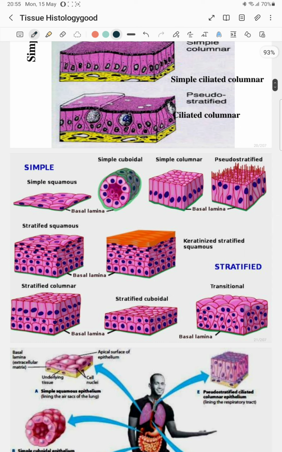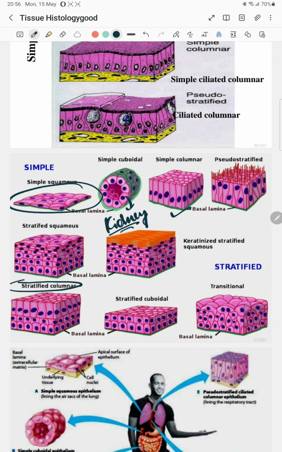Simple squamous epithelium: you can see very clearly that it has only one layer of cells. Sorry, this is a kidney. Inside the kidney there are many parts, like the urethral wall, the ureter wall. They have this cube-shaped organization. Simple columnar: you can see very clearly the difference between them, quite columnar in shape. And we have stratified columnar. When the term stratified comes, you'll understand that there are many layers.